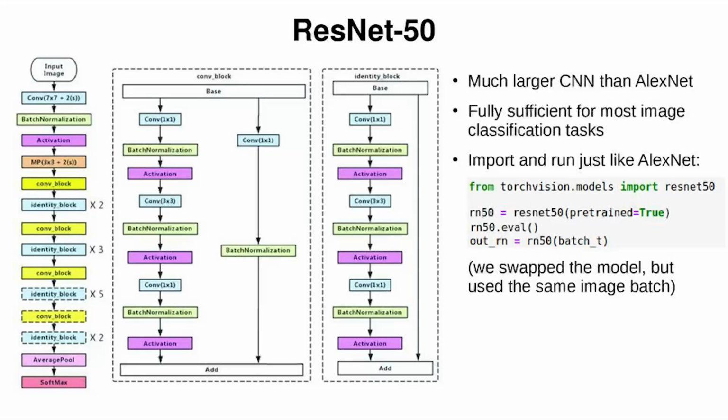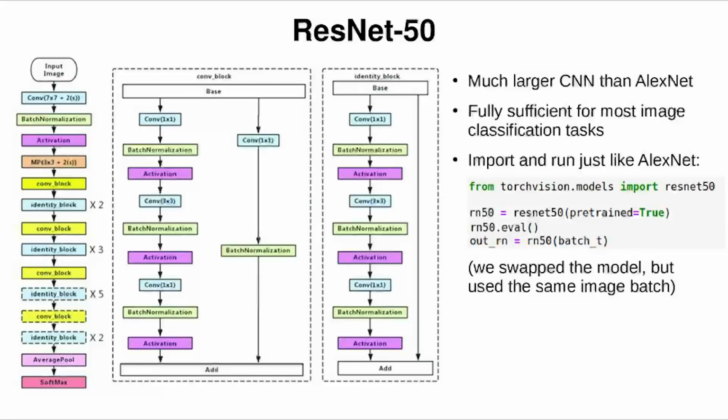Luckily, running it is as simple as running AlexNet. It can also be imported from torchvision models. An instance of the model is then created, specifying that we want to use pre-trained weights by setting the pretrained parameter to true. The model is set to evaluation mode using the eval method and is then used by passing it the image batch to be classified as input.